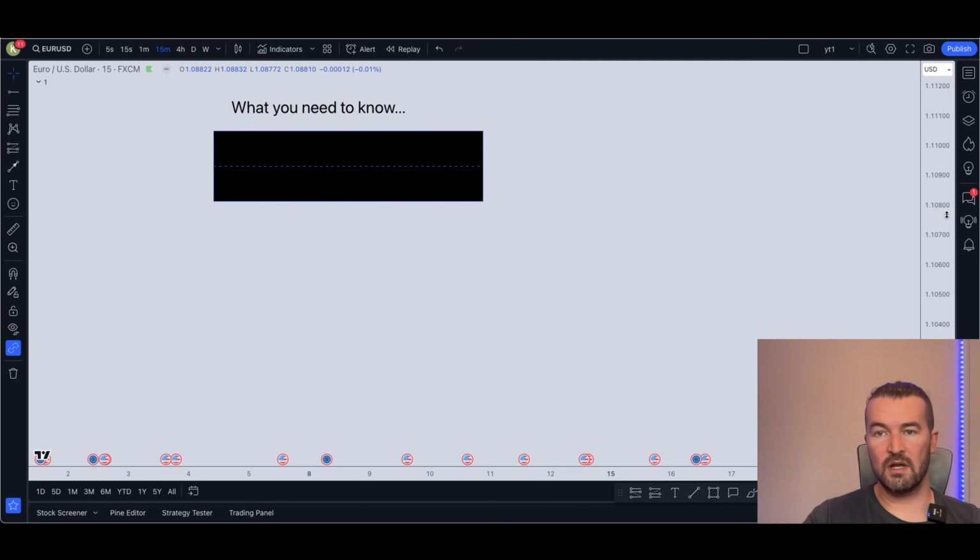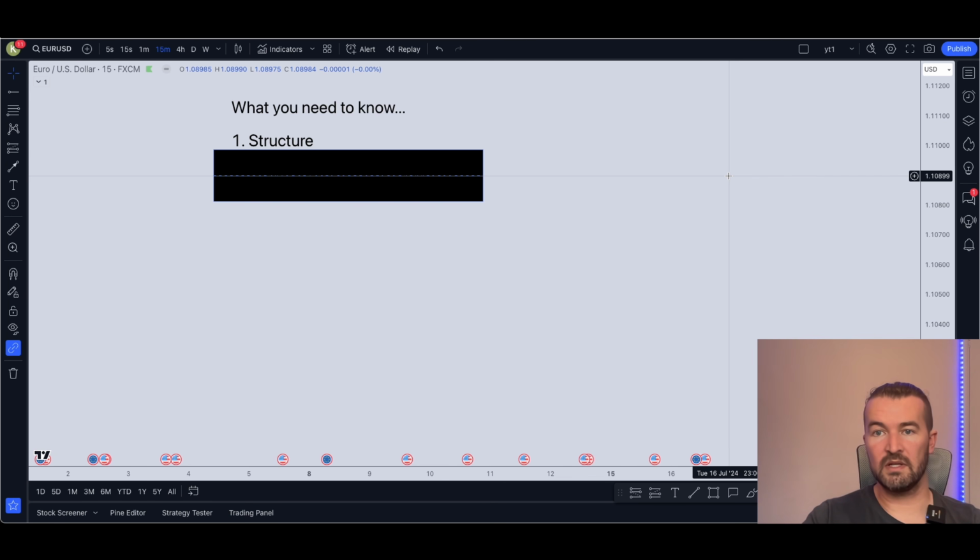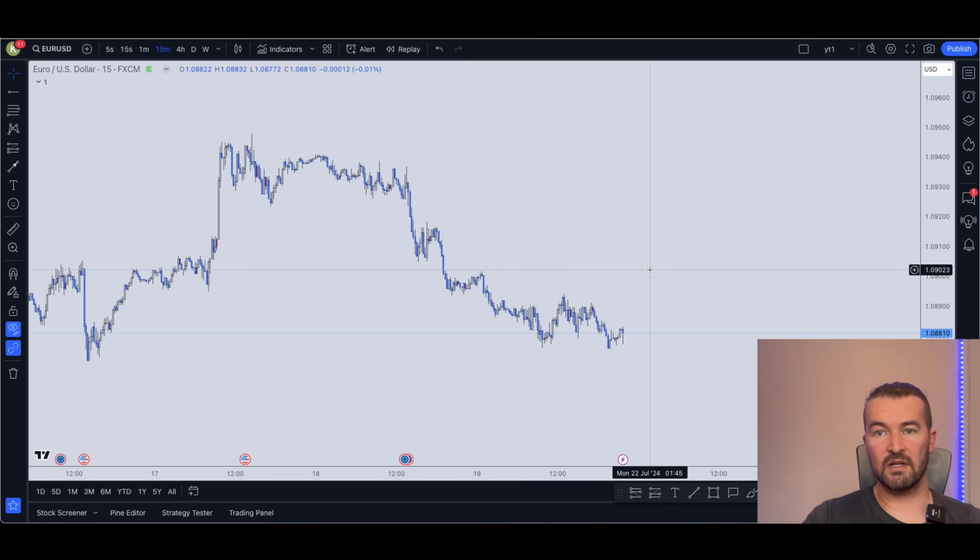Now, in order to learn about BOS and CHOCH correctly, I think that there are four things that you need to consider. Number one is market structure. You need to have rules around how you see the market structure. We're just going to have a quick look at a basic chart, and then we're going to jump into number two. So looking at this blank chart, I could ask you, where is the key market structure?